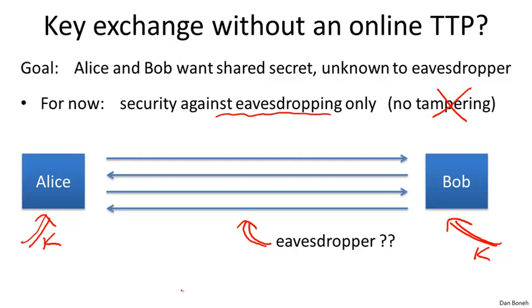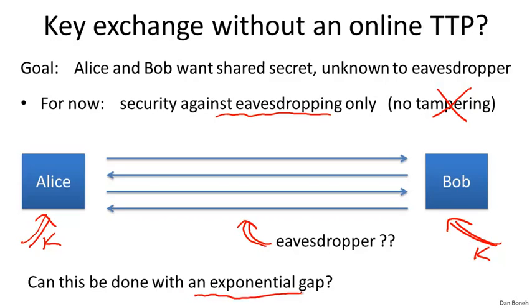In this segment, we're going to ask whether we can do the same thing, but now achieve an exponential gap between the attacker's work and the participant's work. In other words, Alice and Bob might do work proportional to n, but to break the protocol, the attacker is going to have to do work proportional to some exponential in n. So now there's an exponential gap between the participant's work and the attacker's work.